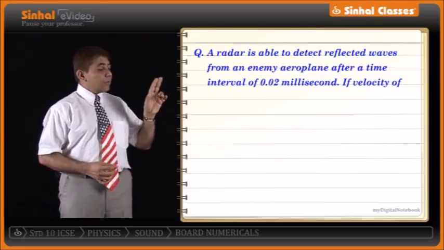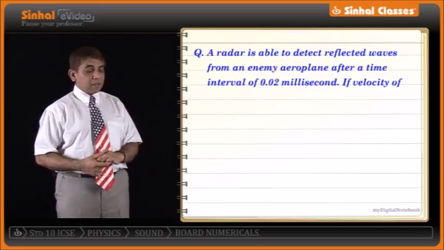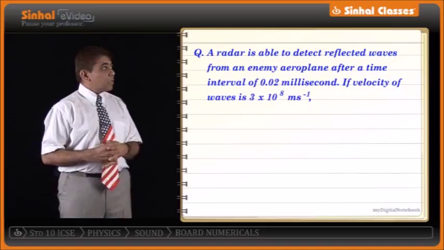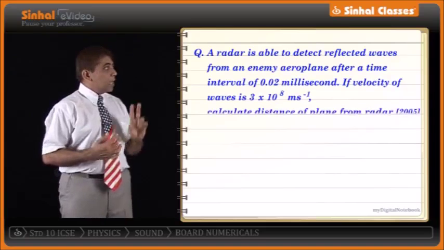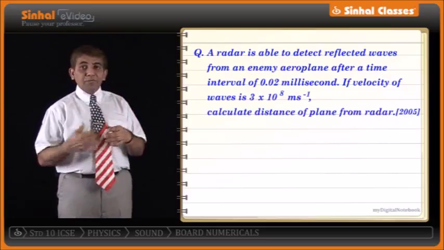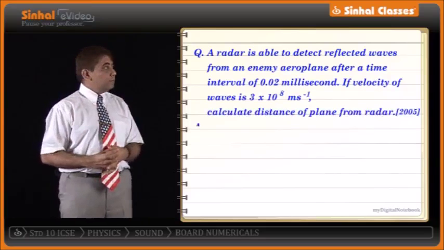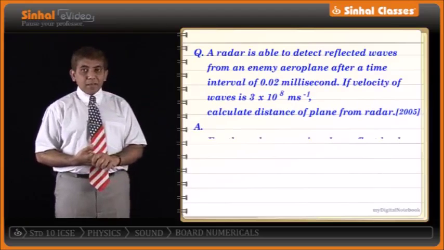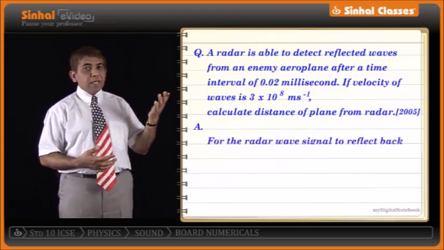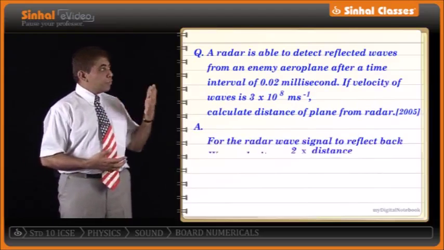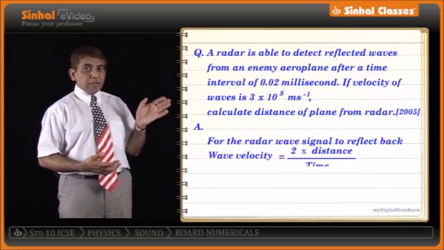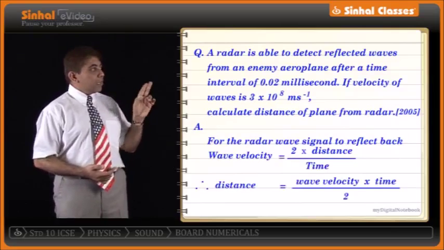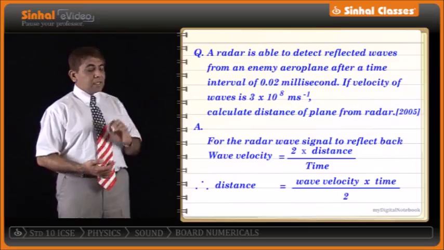If the velocity of the wave is 3 into 10 to the power 8 meter per second, you're given the velocity of the wave being sent by the radar as 3 into 10 to the power 8 meter per second, you're asked to calculate how far the plane is from the radar. Answer: for the radar wave signal to reflect back, we are talking about the wave that travels over there and then reflects back. So we have the common relation: wave velocity is equal to twice distance upon time. So distance is equal to wave velocity multiplied by time divided by 2.